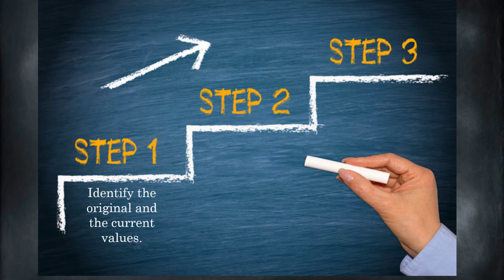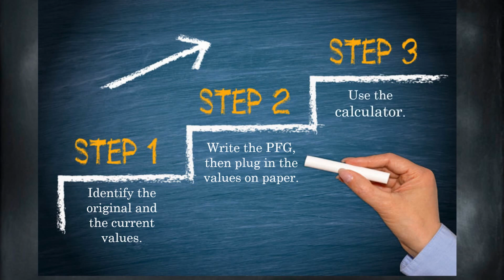So here's how you do this. First thing you've got to do is identify the original and the current values. You have to be very careful with that. If you get those mixed up, you're going to be totally wrong. Then you write the generic formula. And then you plug the values in on paper. You show your work, you write it out. And then the very last thing you do is you use your calculator. Because most likely, if you make a mistake with your calculator, but you did that second step correctly, you're going to get at least partial credit.